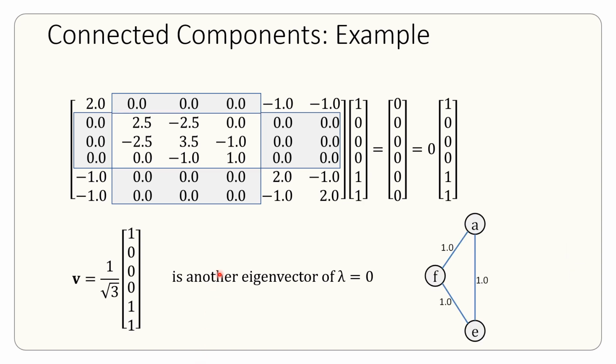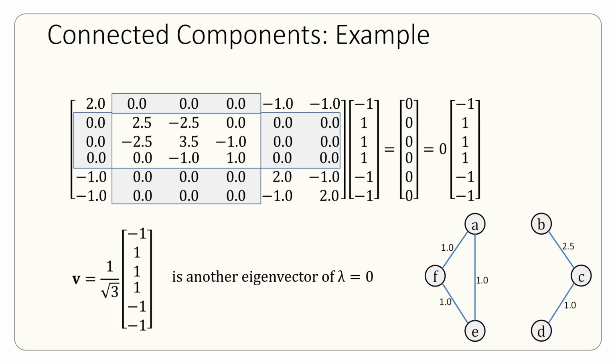In exactly the same manner, when I multiply the Laplacian with this vector here, where the ones correspond to the vertices A, E, and F, I'll again get all zeros. So I normalize this vector and I get v equals 1 over square root of 3 of 1, 0, 0, 1, 1, which is yet another eigenvector of the same eigenvalue lambda equals 0. Hence, this v is yet one more eigenvector for the same lambda equals 0. And so is this v.